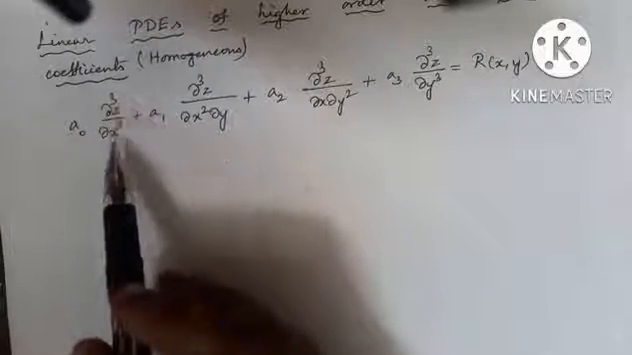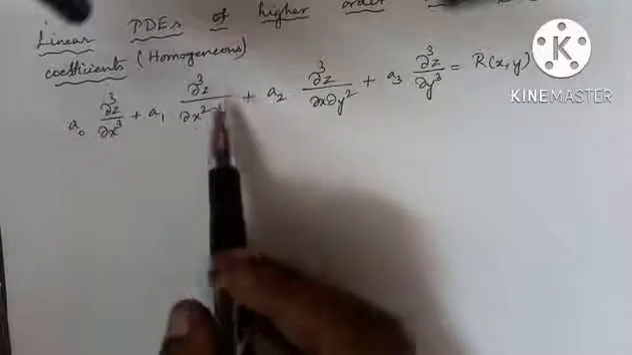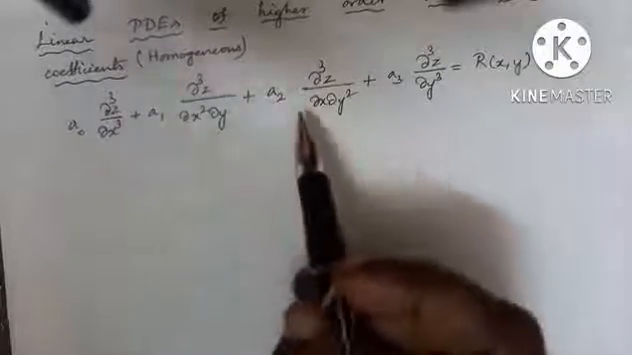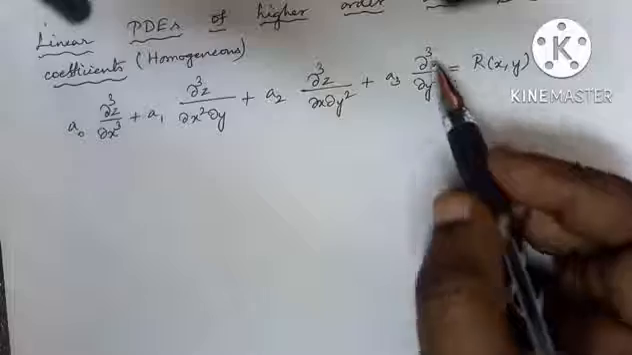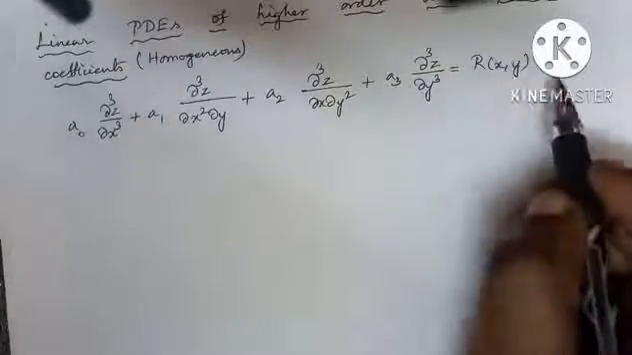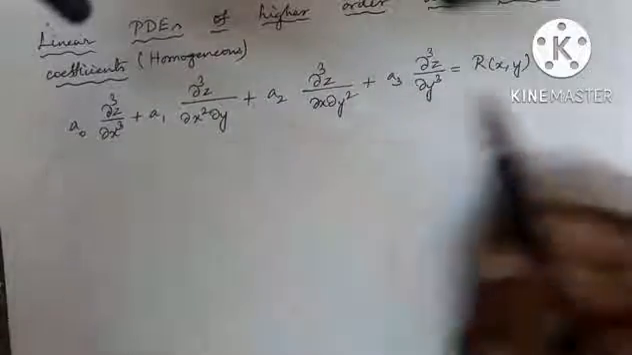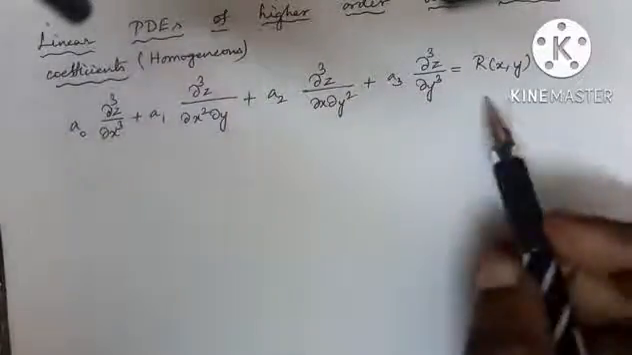a0 into ∂³z/∂x³ plus a1 into ∂³z/∂x²∂y plus a2 into ∂³z/∂x∂y² plus a3 into ∂³z/∂y³ equal to some function of x comma y. Let us consider this partial differential equation. It is a partial differential equation because it has partial derivatives, right?